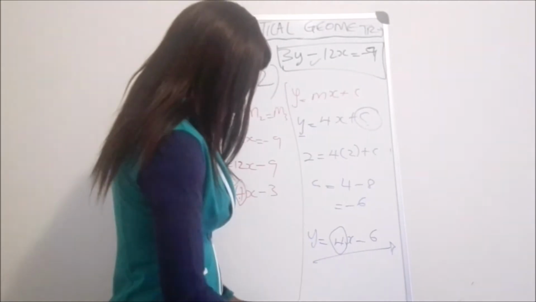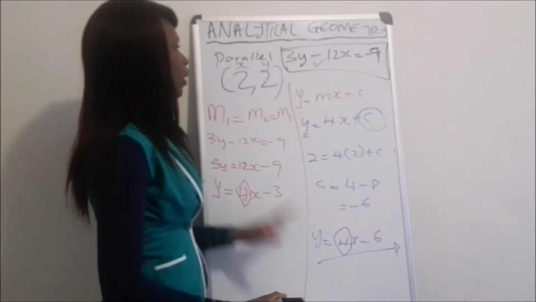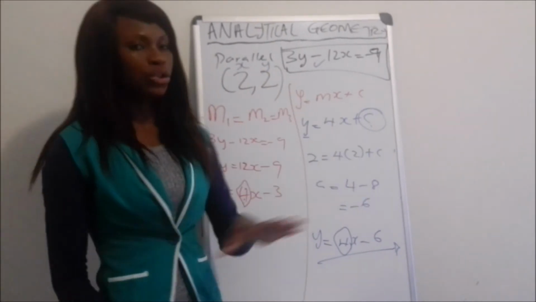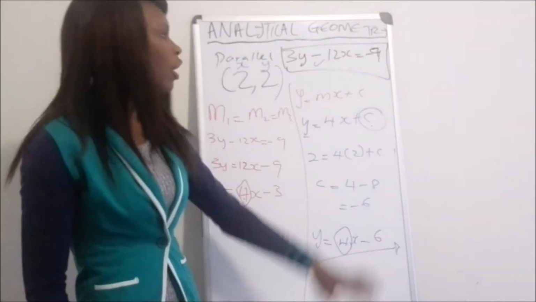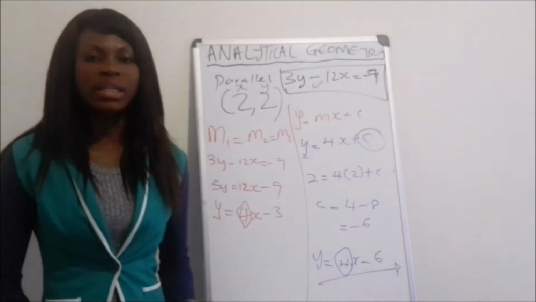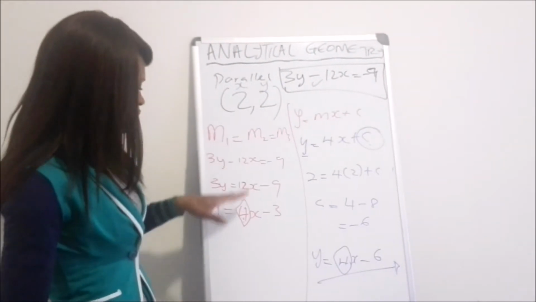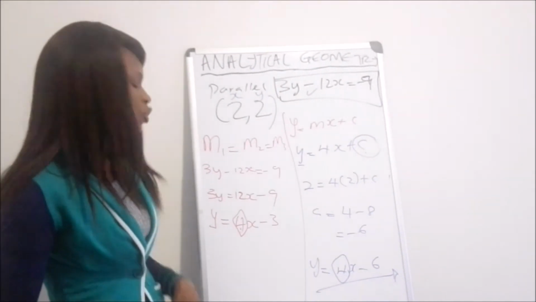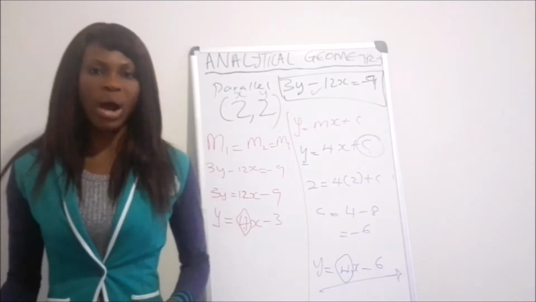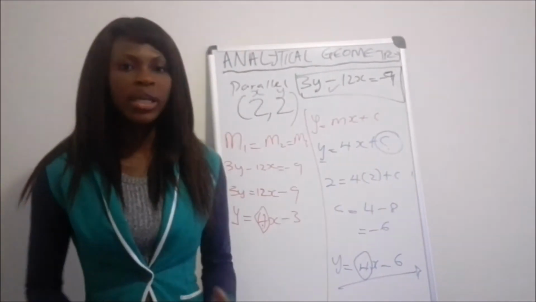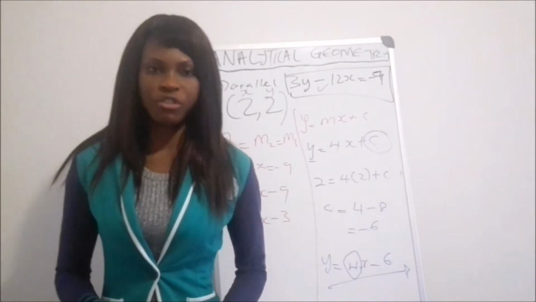All right guys, that's how we answer a question where we have to find the equation of a line which is parallel to a given line. Please don't be confused when you see an equation like this. Just put it in standard form: make y the subject of the formula, with x next to your gradient and also your y-intercept.